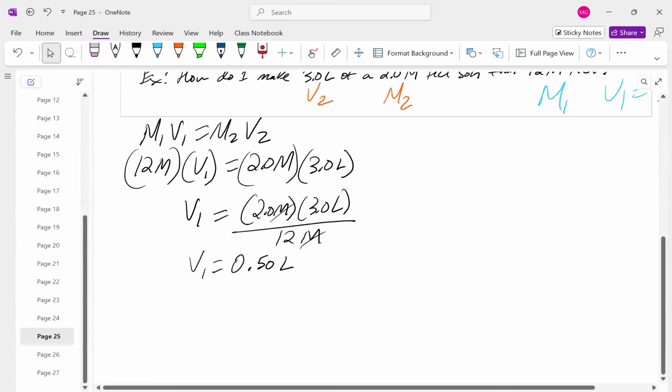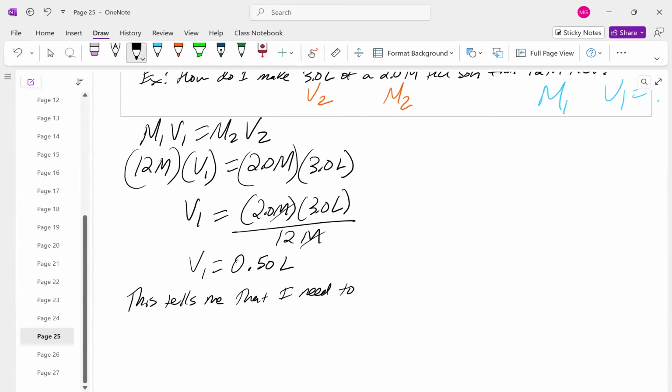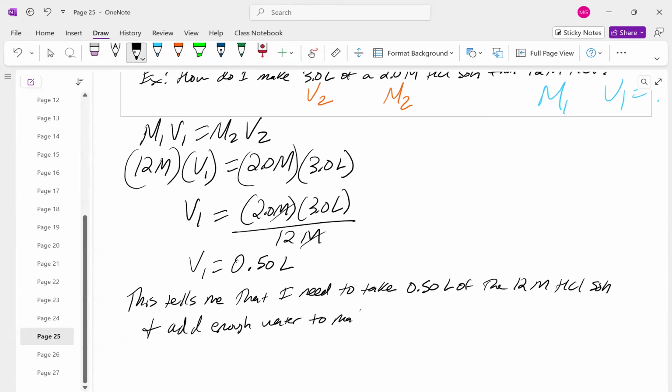So what this tells me is that I need to take half a liter of the 12 molar HCl solution and add enough water to make 3 liters of that solution. And if I do that properly, I take out half a liter, put it in another container, and then I dilute that container to a total of 3 liters. That will make a 2 molar solution of HCl.